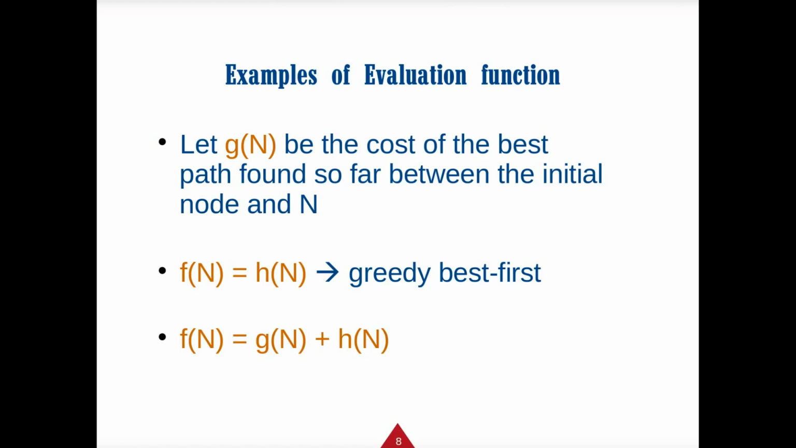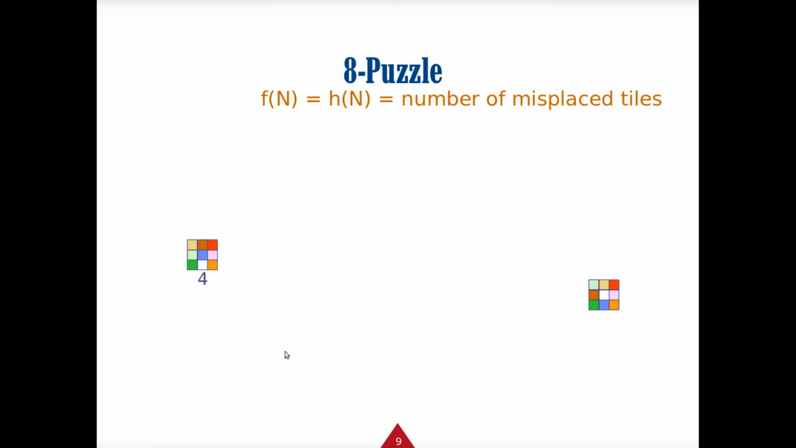And then to create the evaluation function, which is f of n, where g of n is the cost of the best path found so far from the initial node. So as you go each step, g of n is going to increase, and h of n should go down as you get closer to the goal state. In this case, we're not counting the number of steps we're going to take, we're just trying to find the best path. Whereas we add this g of n cost function, we're also counting the cost of each step.